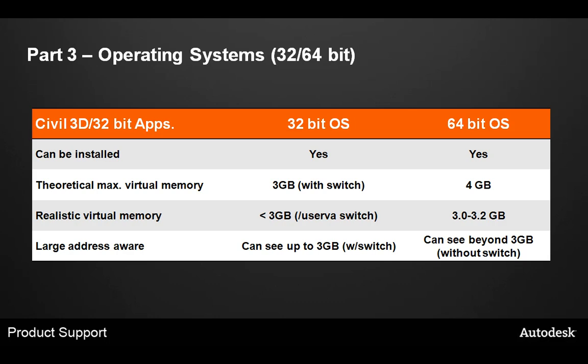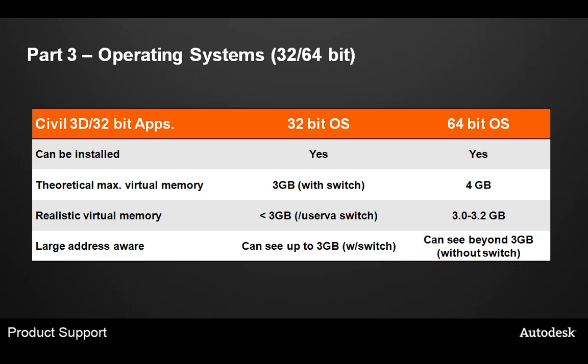So on the next line, we get to the nitty-gritty of what we're actually talking about. A realistic amount of virtual memory that we can be using. Sometimes you'll find the 3 gigabyte switch works fine by itself. But there's one more switch that you can use so that you can actually tweak how much of that gigabyte you're giving to the application.